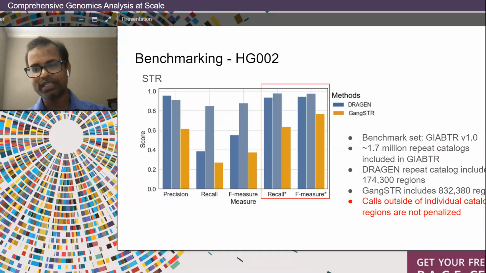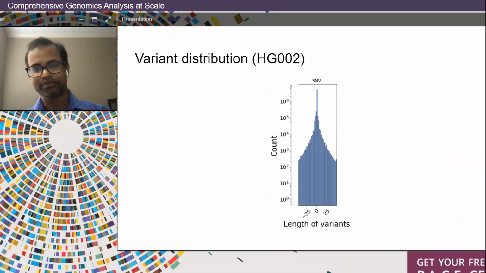The next thing we did was include only the regions that were called by DRAGEN and GangSTR, so the calls outside the individual catalog regions are not penalized. Then you can see in the right side red box that the recall and F-measure improved when we used only those regions for the validation. That's how it shows DRAGEN has better performance for STR calling as well.